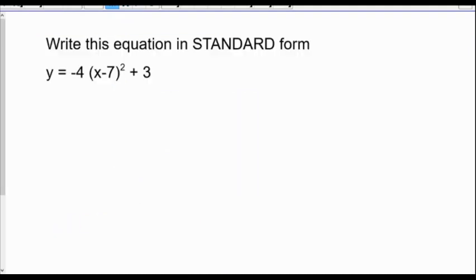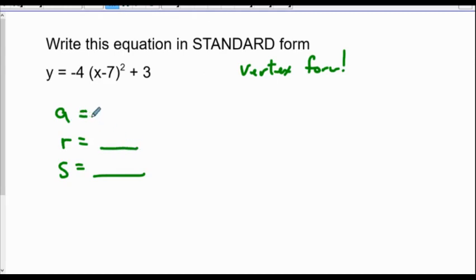Let's try another one. What about this one? Okay, I'm looking at that. I'm going, okay, this is vertex form. So once again, we have an A, an R, and an S. For a quick review, what is A, R, and S? Pause the video, see if you can figure it out.